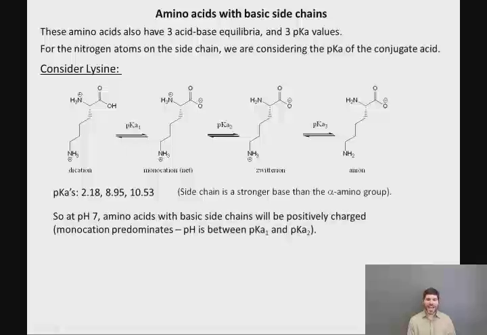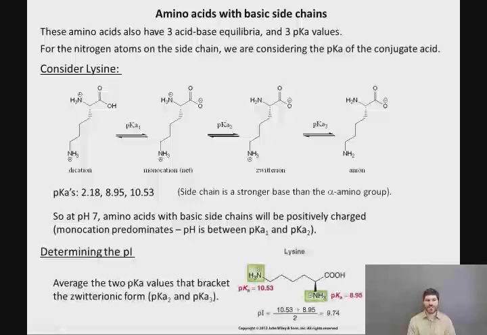So at pH 7, amino acids with basic side chains are going to be positively charged because pH 7 is between pKa 1, 2.18, and pKa 2, 8.95. Therefore, the predominant form is the net monocation. So remember, acidic side chains are negatively charged at pH 7. Basic side chains are positively charged at pH 7.